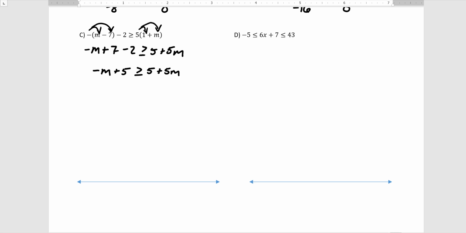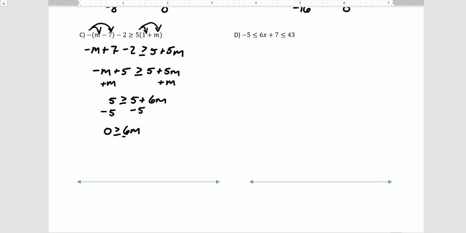Let's see here. I'm going to add m to both sides so I can get my m's on the same side of the inequality here. So I'd have 5 is greater than or equal to 5 plus now 6m, because 5m plus 1m is 6m. And now I got to get my numbers on the other side. So I'll subtract 5, subtract 5. 5 minus 5 is 0. So I have 0 is greater than or equal to 6m.